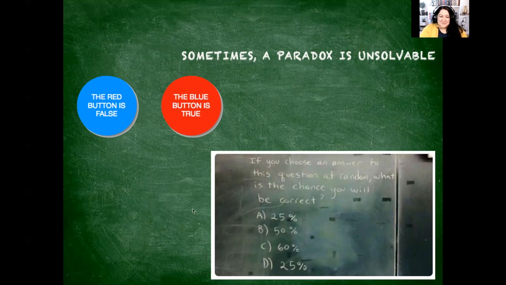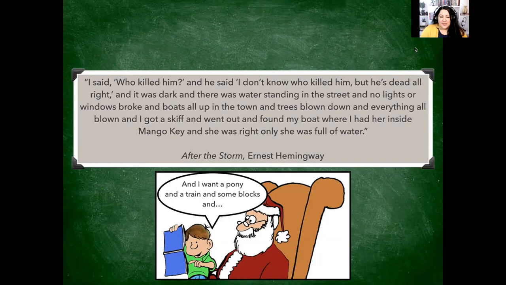Oh no. All right, that's a paradox. I said, who killed him? And he said, I don't know who killed him, but he's dead, all right. And it was dark, and there was water standing in the street and no lights or windows broke and boats a hole up in the town and trees blown down and everything all blown. And I got a skiff and went out and found my boat where I had her inside Mango Key. And she was right. Only she was full of water.